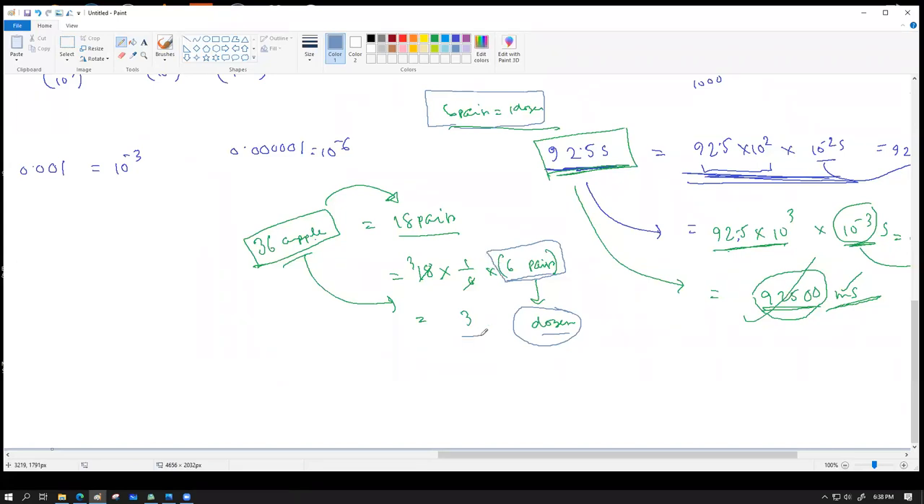Why 1 by 6? Because I cannot simply multiply. 36 apples cannot be written as 36 into 6 apples. I cannot write 36 apples as 36 into 6 pair. That would be wrong. Right. Oh, right. We did this much for a mathematical reason. We kept this much intact for a unit reason. And with this much we did the calculation, because we could. Right. Okay, sorry, I understood now. Sure.